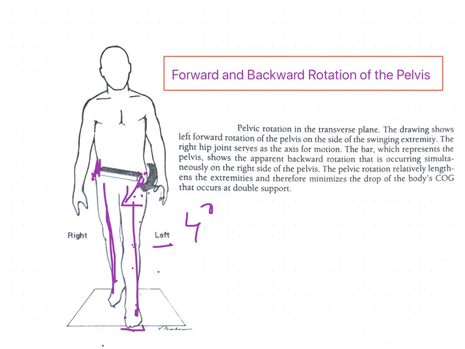In that also both the lower limbs are lengthened here. Therefore, both the stance and swing extremities are lengthened as the COG descends to its lowest level in the period of double support. Okay, the relative lengthening helps to prevent an excessive drop of the COG and maintains the COG at a higher level than would be possible if no pelvic rotation occurred.